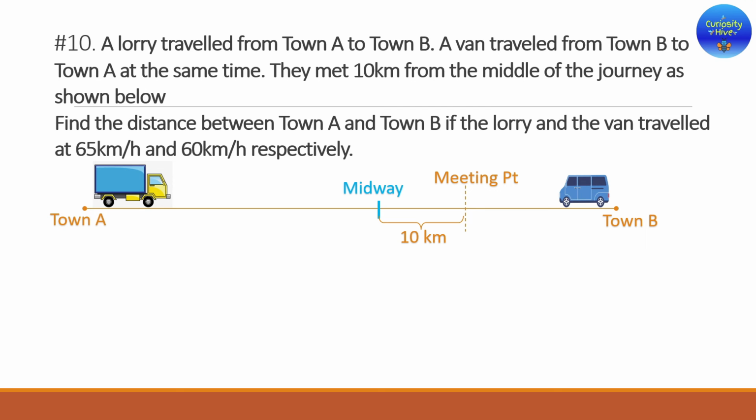Okay, well, now we have come to the last leg of our solving of these kind of travel questions, distance, speed, time. So let's read this. Now this says, a lorry traveled from town A to town B. A van traveled from town B to town A at the same time. They met 10 km from the middle of the journey as shown below. Find the distance between town A and town B if the lorry and van traveled at these speeds. Well, if you want, pause the video and try to solve it.